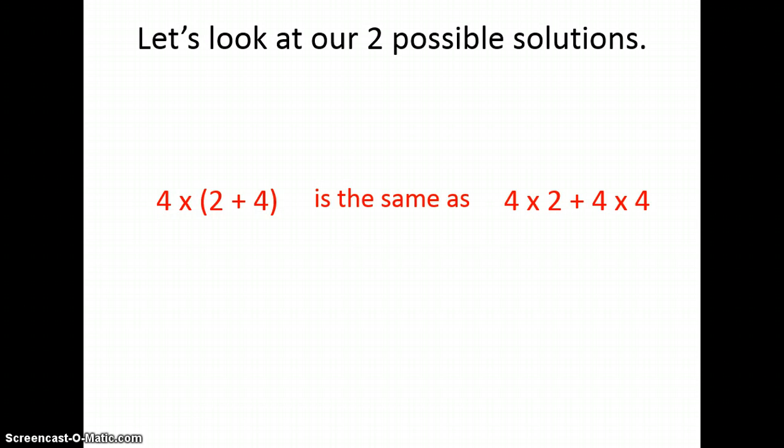So if I look at my two possible solutions, 4 times the quantity 2 plus 4, which really, when I work it out, I get 4 times 6 using the order of operations, which is 24, or 4 times 2, which is 8, plus 4 times 4, which is 16, which gives me 24. So they're the same. So I can say 4 times the quantity 2 plus 4 equals 4 times 2 plus 4 times 4. And when we're using the properties, we're just rewriting expressions in different ways, but they're still going to be equivalent.